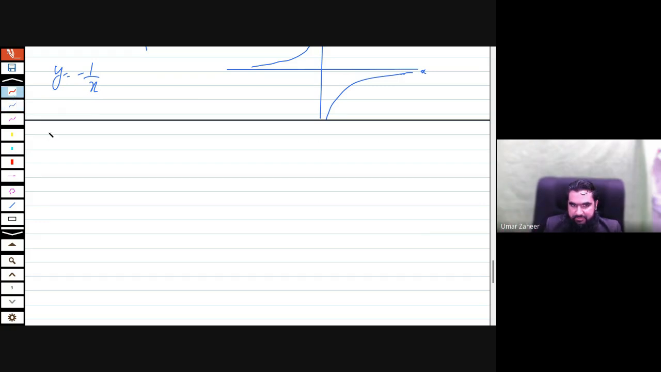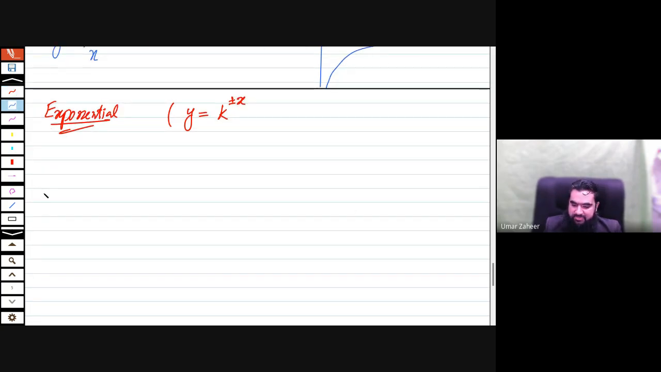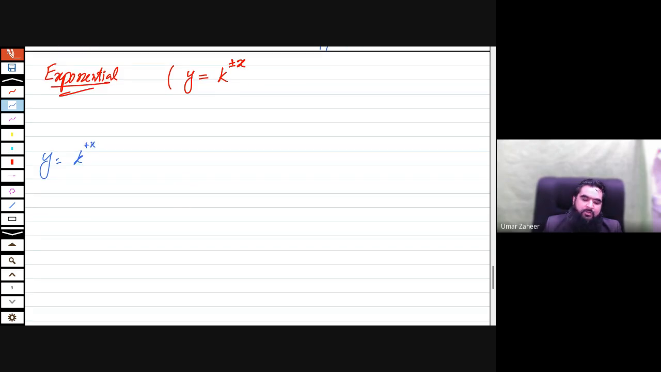Now we have the exponential. Exponential graph means you have a variable in the power, with some constant 2, 3, 4, 5, -2, and it will be in the power. So the first case, for example, you have y is equal to k raised to power x, right? 2 raised to power x, 3 raised to power x, 5 raised to power x, any number having a power x. Then the shape of the graph is going to look like this.